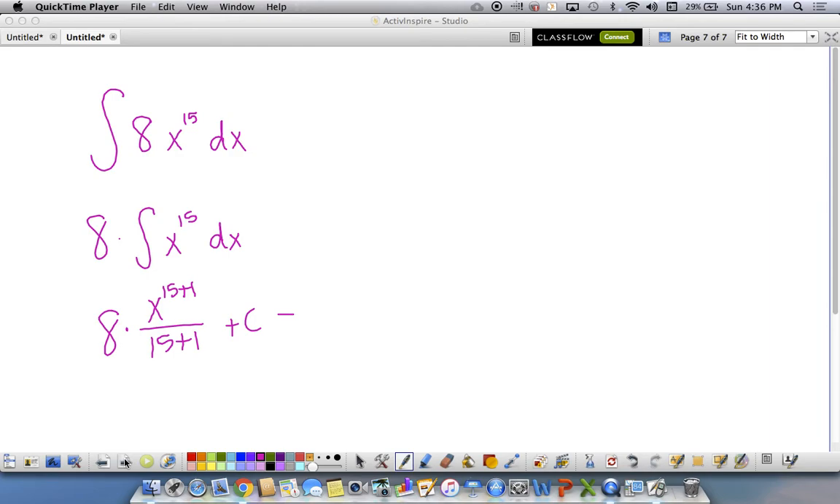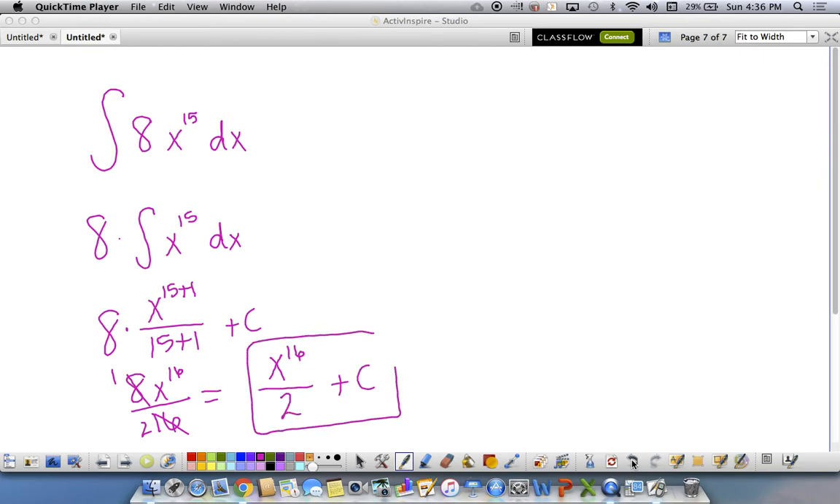Okay? Now, what is this going to equal? We're going to have 8x to the 16th divided by 16. Can we reduce this 8 and 16 to 1 and a 2? So our final answer would be x to the 16th over 2 plus c. Sometimes they'll reduce. Now, it actually kind of is probably a good idea to do that check.